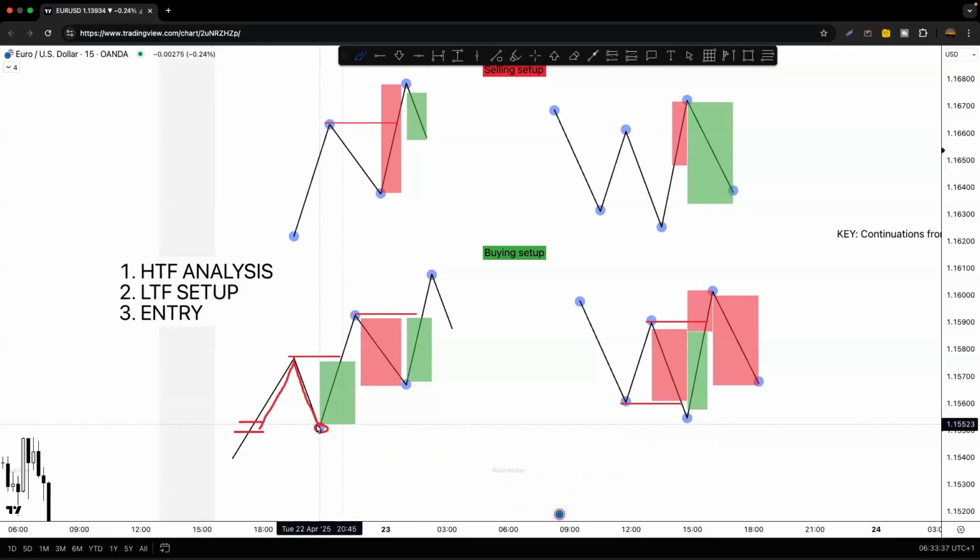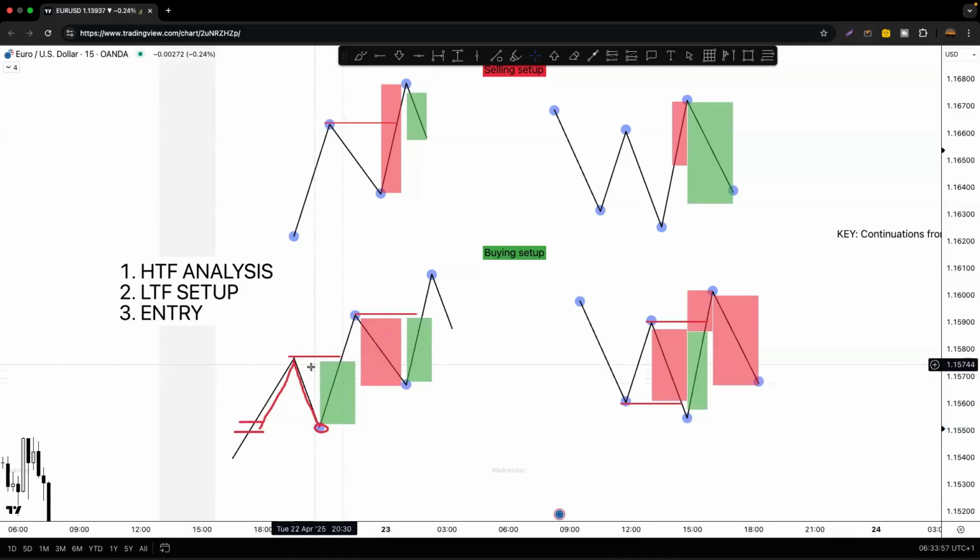So now we've got that. We're at that point of mitigation here. This is where you're going to look for your lower time frame setup, which is that continuation structure away again. So you go into the lower time frame like your 15 and you're looking for your continuation structure away. You have your higher time frame analysis, and the lower time frame is also showing you continuation structure away. Then you can look for your entries.